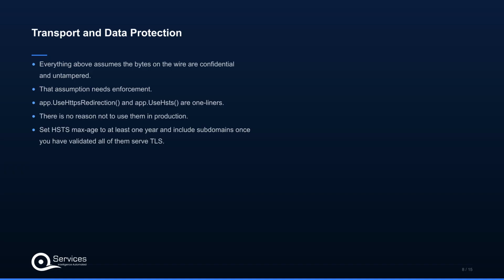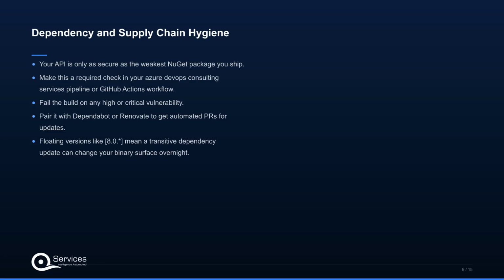There is no reason not to use them in production. Set HSTS max age to at least 1 year and include subdomains once you have validated all of them. Serve TLS. Configure Kestrel to reject older TLS versions. Azure App Service and Azure Front Door let you enforce this at the platform layer, which is one less thing to misconfigure in code.